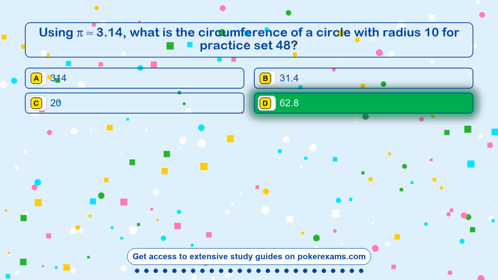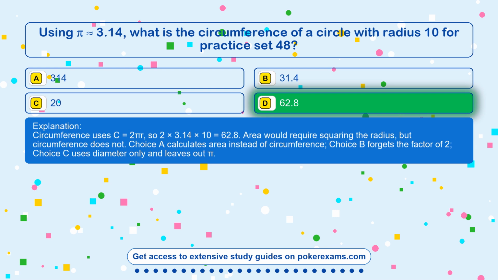The correct answer is option D, 62.8. Circumference uses C equals 2 pi r, so 2 times 3.14 times 10 equals 62.8. Area would require squaring the radius, but circumference does not.